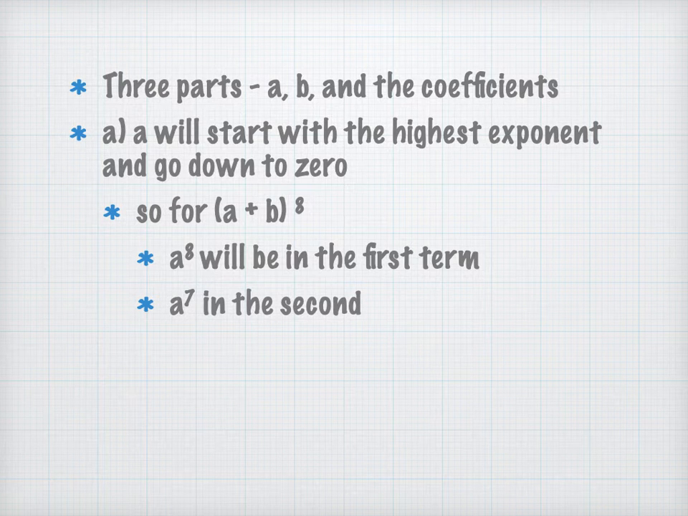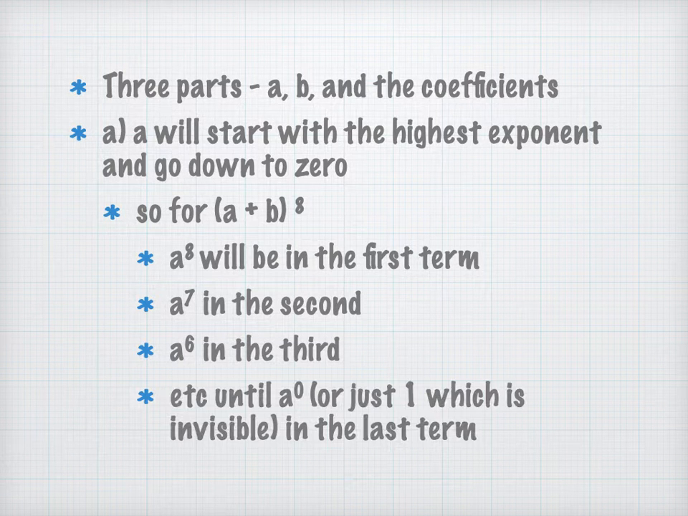The second term will have an a to the 7th in it. The third term will have an a to the 6th in it. It just keeps going down until the last term has a to the 0. Now, a to the 0 is 1. When you multiply by 1, it's invisible. So you won't actually see a in the last term, but it is technically there as a to the 0. So that takes care of a.